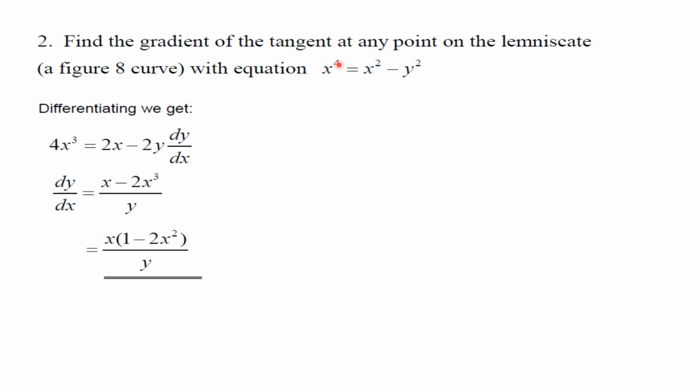You differentiate x to the 4, you will get 4x cubed. Differentiating x squared gives you 2x. Differentiating y squared gives you 2y dy dx.